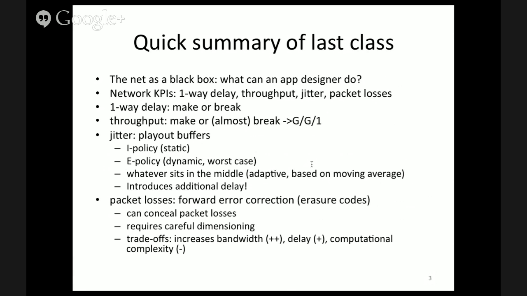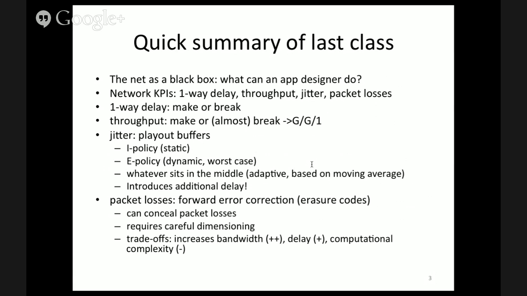We spent a considerable amount of time discussing jitter, and we saw that the playout buffer is the method for handling jitter. Of course, it comes at a cost: it introduces additional delay. We saw these two extreme policies, the I policy and the E policy, and we briefly discussed adaptive buffer dimensioning techniques.